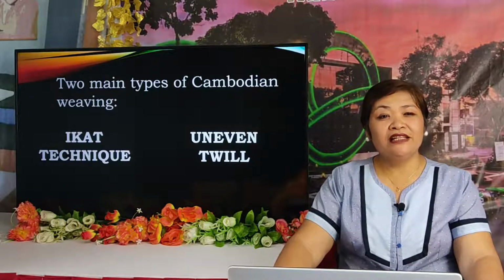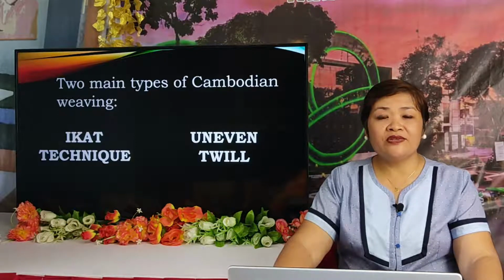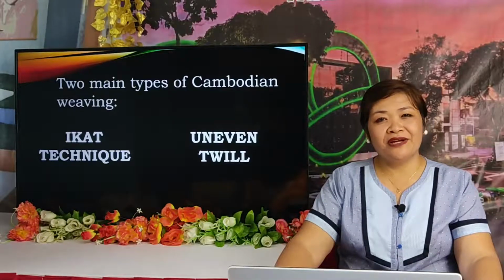Uneven twill yields single or 2-color fabrics, which are produced by weaving 3 threads so that the color of one thread dominates one side of the fabric, while the other 2 determine the color on the reverse side.